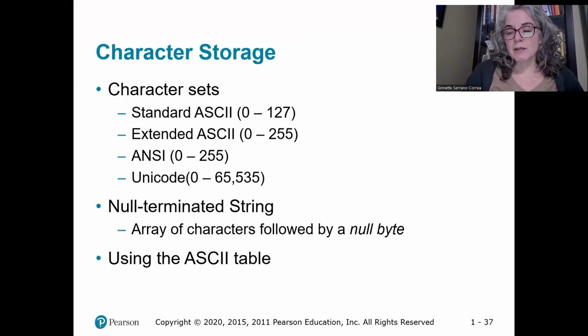And remember, a string is like my last name, Serrano-Correa. SERRANO-CORREA, null terminates my string. A string can be anything. You can have a string of letters, a string of numbers, a string of letters and numbers. You can have a string of any characters that you see on the keyboard. A space can be part of a string.